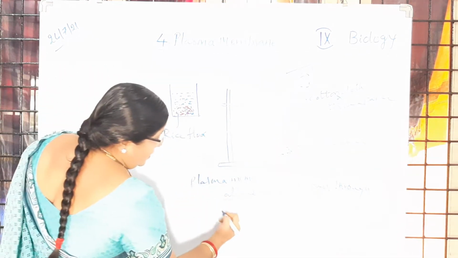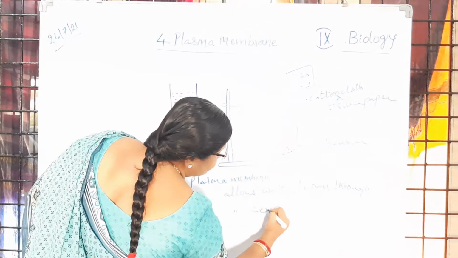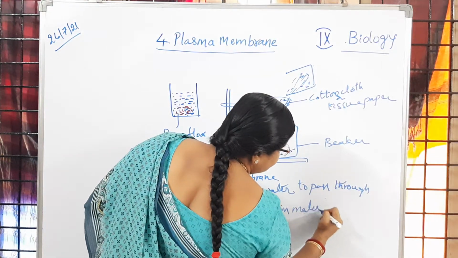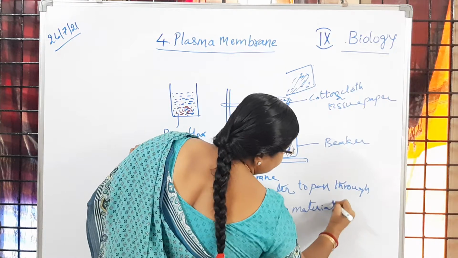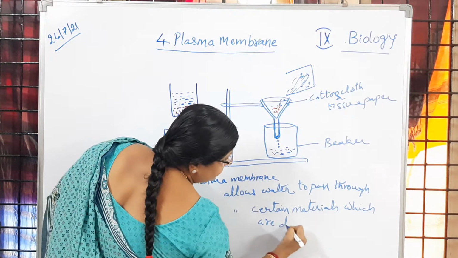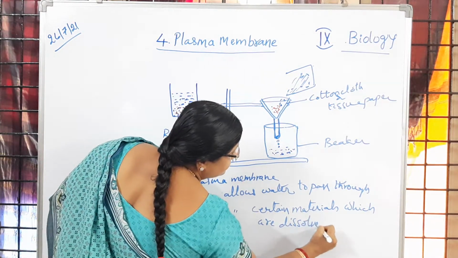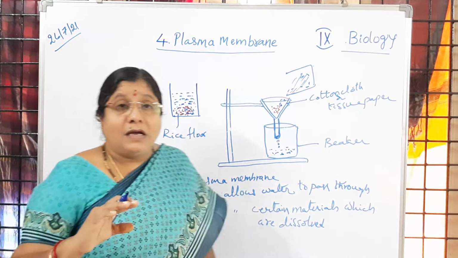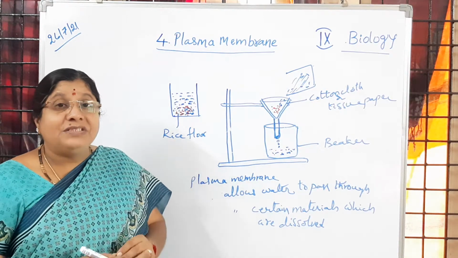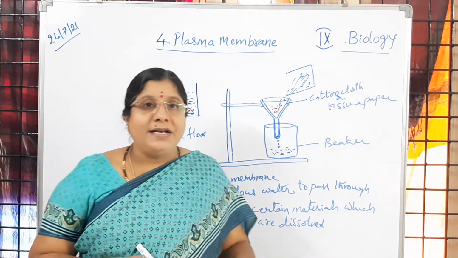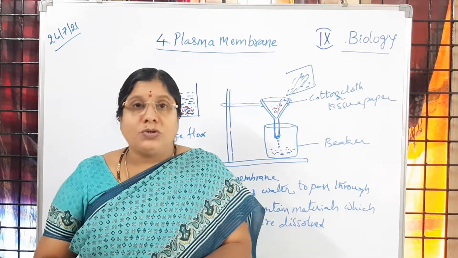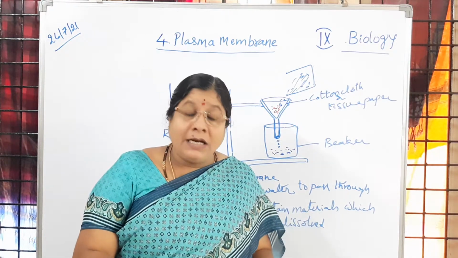Then it allows certain materials which are dissolved. Is it clear to you? So the plasma membrane has the capability of allowing materials which are dissolved in water or any other solvent. Such types of materials only are going to be allowed to pass through. If they are not dissolved, then they will never be allowed.